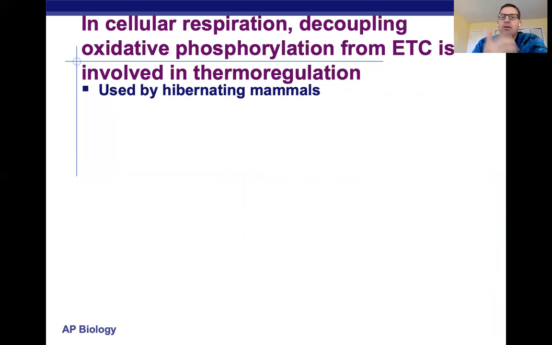In cell respiration, decoupling oxidative phosphorylation from the electron transport chain is involved in thermoregulation, right? And that seems kind of hard maybe to understand here. Like, why would you not want to link the electron transport chain to making ATP, right? But let's take a look here at this example.